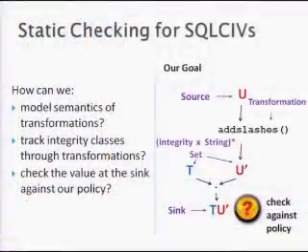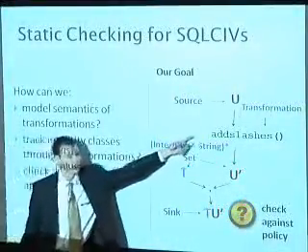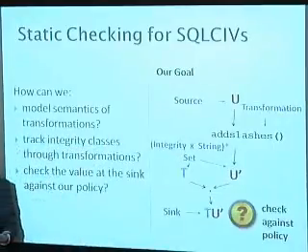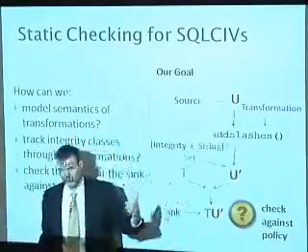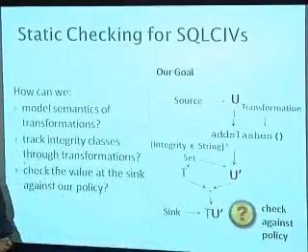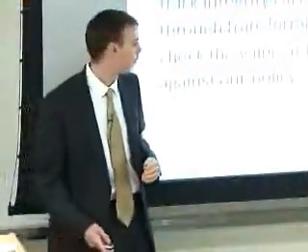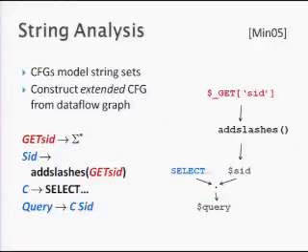In order to do this, we have to answer a couple of questions. How do we model the semantics of these string functions? And how do we track integrity classes through them? In this case it's easy: everything's untrusted, so everything on the way out ought to be untrusted. But in general, that may not be the case. And finally, how do we check this set of strings at the sink to see whether there's one that violates our policy? I'll address those questions in just a moment.